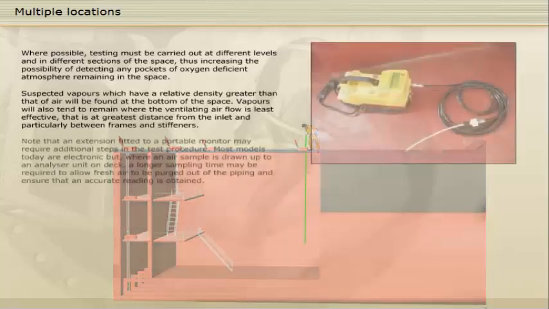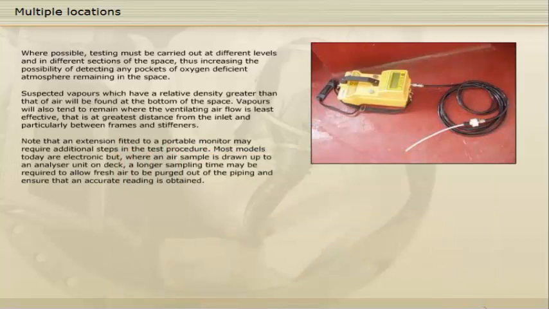Note that an extension fitted to a portable monitor may require additional steps in the test procedure. Most models today are electronic, but where an air sample is drawn up to an analyzer unit on deck, a longer sampling time may be required to allow fresh air to be purged out of the piping and ensure that an accurate reading is obtained.